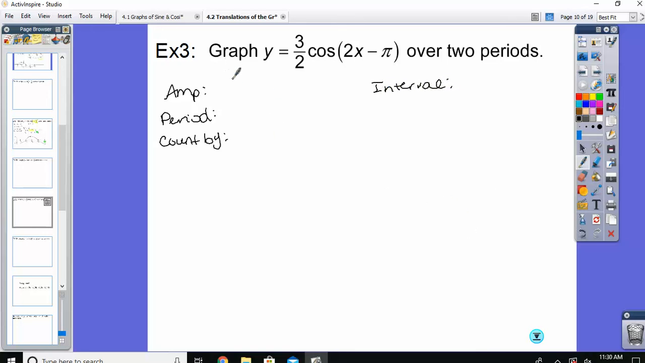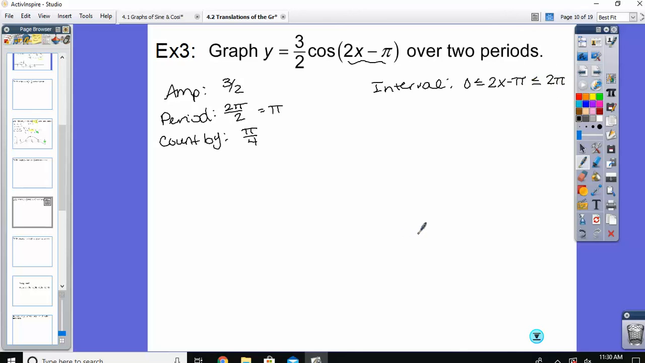Amplitude, 3/2. Period is 2 pi divided by 2, which just gives you pi. Count by, period divided by 4, so pi over 4. Interval, you take your argument and set it between 0 and 2 pi. So 0 less than or equal to 2x minus pi, less than or equal to 2 pi.